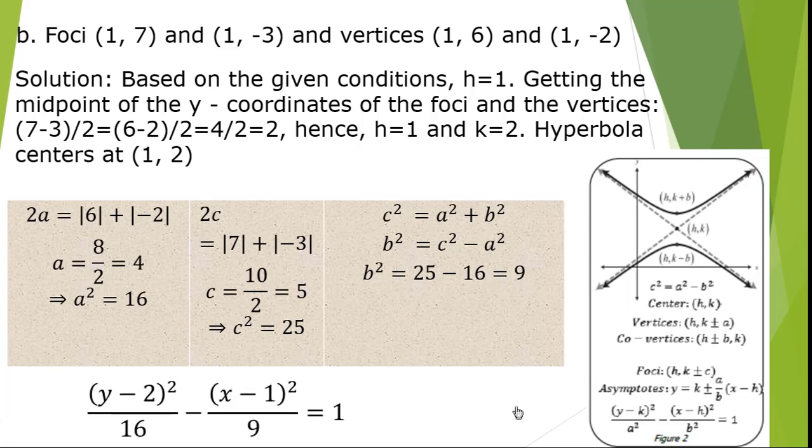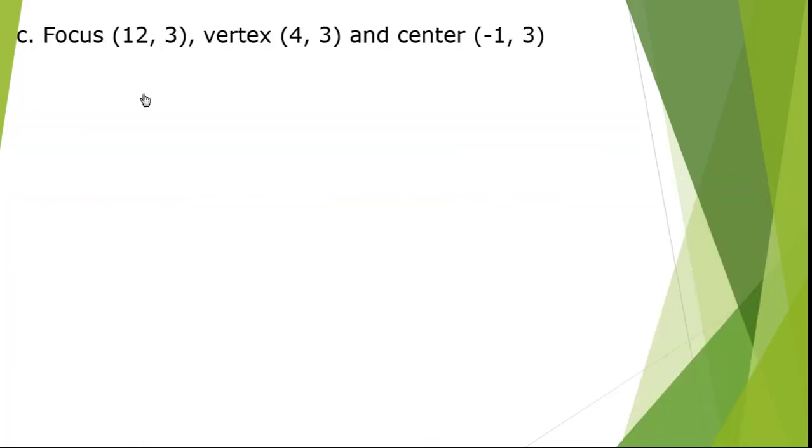So the required equation is (y - 2), our k, quantity squared, all over a squared, which is 16, minus (x - h), we have 1, quantity squared, all over b squared, which is 9, equals 1. We're done with B. Let's move on to C.